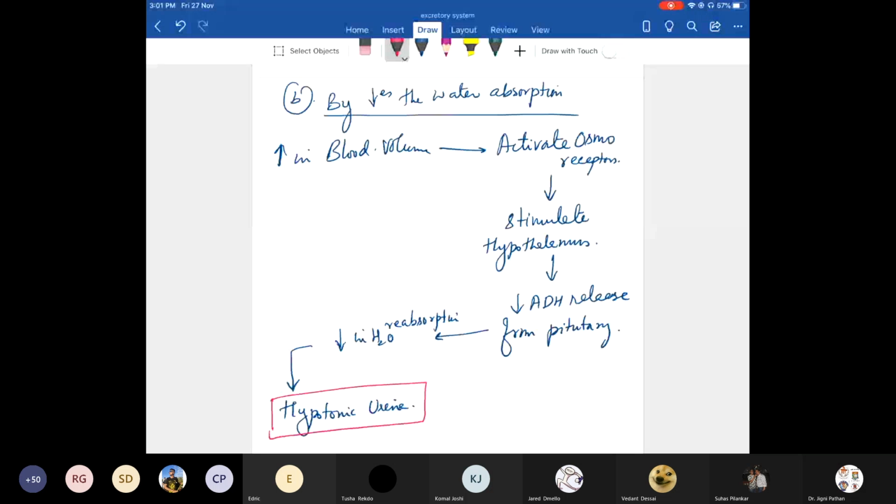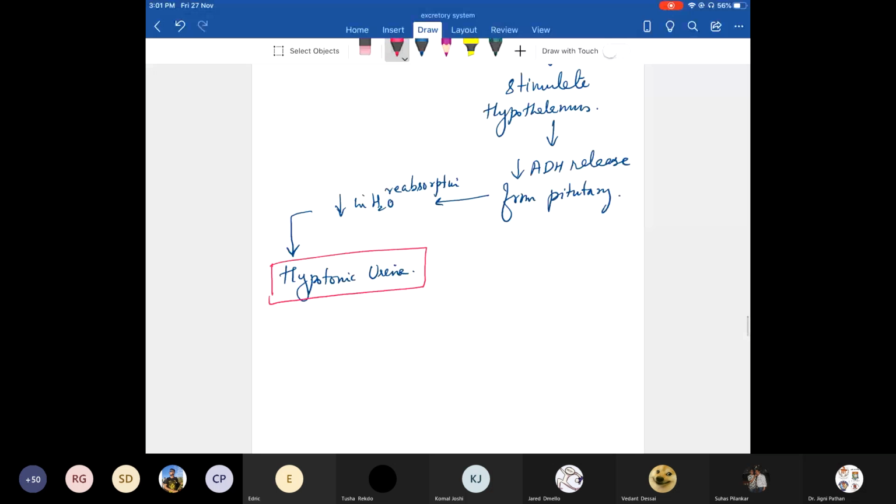Any doubts? This is the first condition. Are you all there?